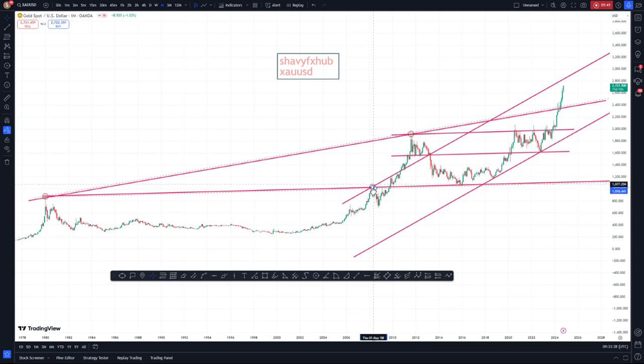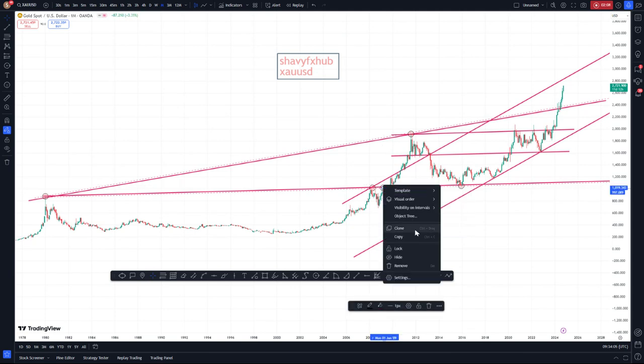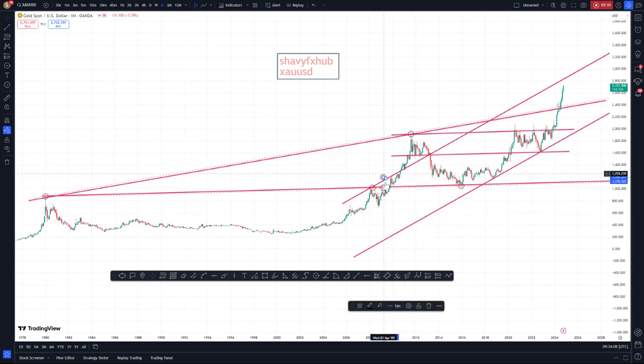That is all Shavyfxhub does. Interpretation of charts. We don't speculate. We analyze price based on what we see on the chart. So I'll be looking at XAU, a very important metal. So let's get the dots and a quick dive into explain what we see, how we see it, and what it means.